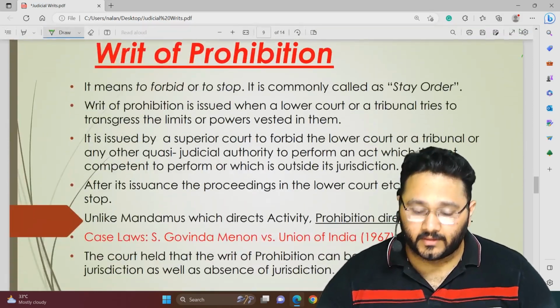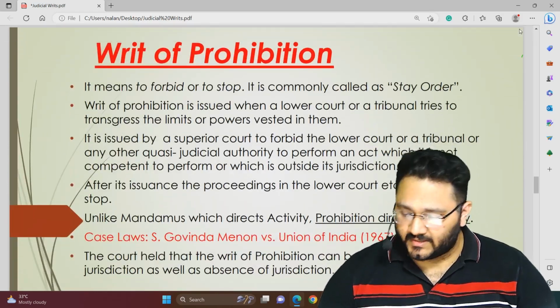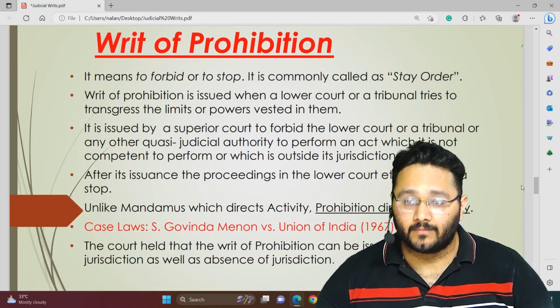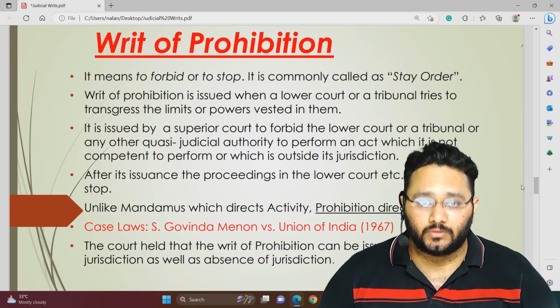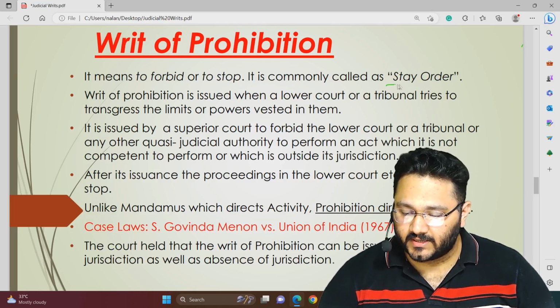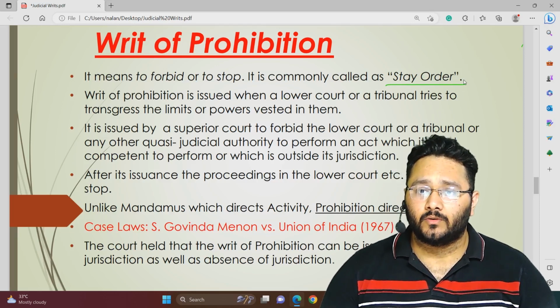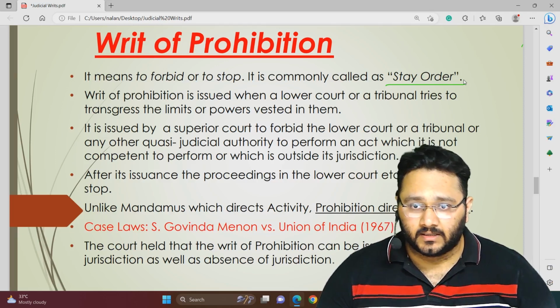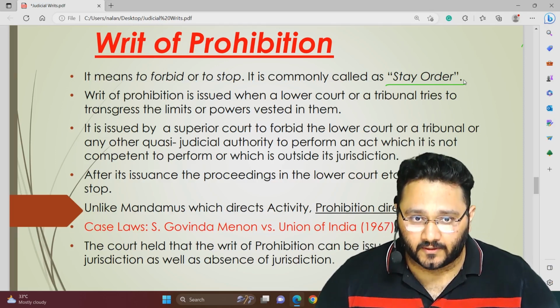फिर रिट ऑफ प्रोहिबिशन, जैसे नाम से समझ में आ रहा है, तो किसी को कुछ काम करने से रोकना, प्रोहिबिट करना, to stop someone, to forbid, right. So this is commonly called as stay order. आपने जनरली सुना होगा कि सुप्रीम कोर्ट ने या कोर्ट ने इस पर स्टे ऑर्डर लगा दिया, right. So this is the stay order.